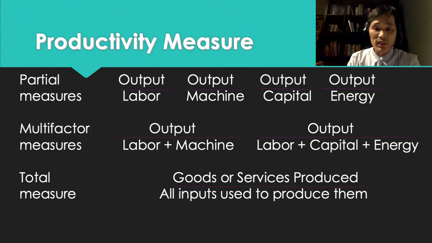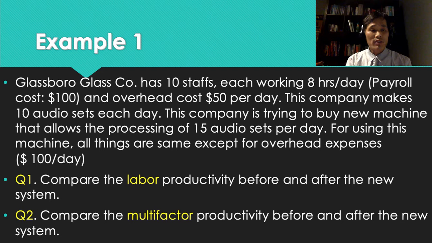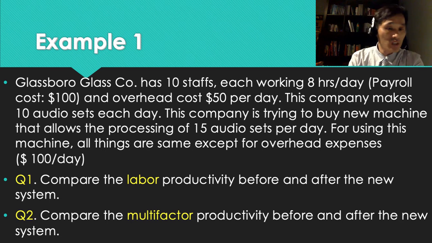Now, let us take a look at an example here. Let me read this example for you. Glassboro Glass Company has 10 staff, each working 8 hours per day. Payroll costs $100 and overhead cost is $50 per day. This company makes 10 audio sets each day. This company is trying to buy a new machine that allows the processing of 15 audio sets per day. For using this machine, all things are the same except for overhead expenses, $100 per day.